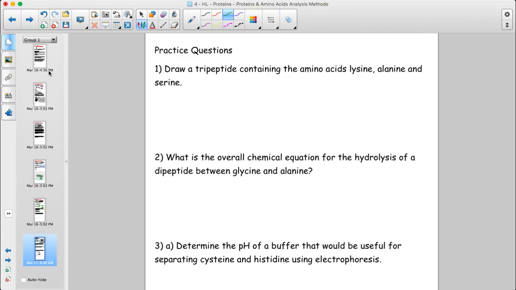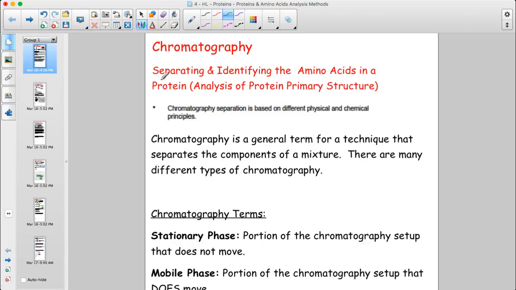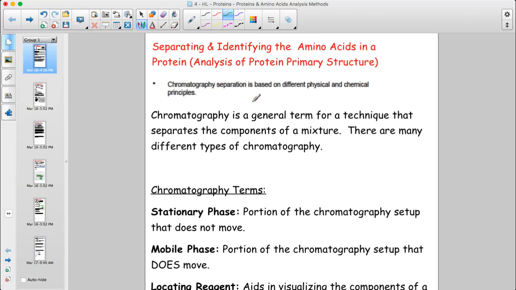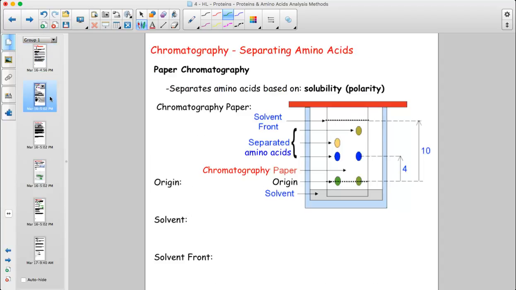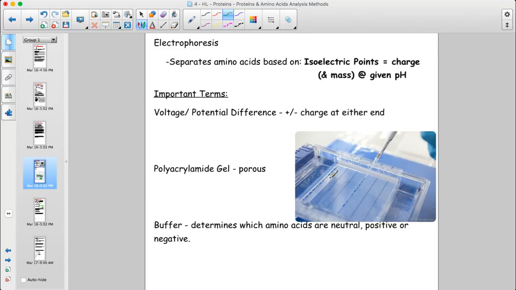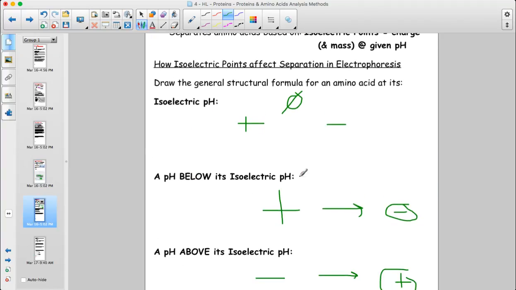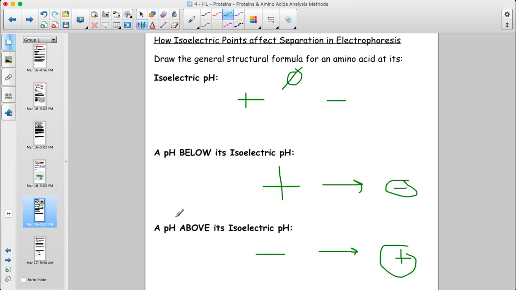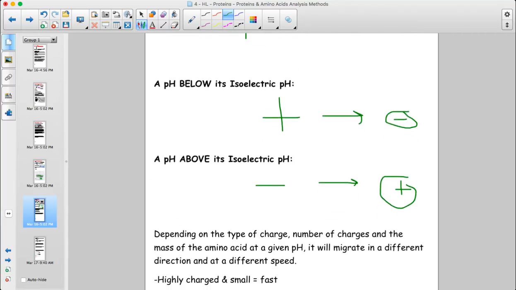Okay. And those are the different chromatography topics that you have to cover, both for SL and HL. Paper chromatography and electrophoresis: know a bit about the specifics of how they are set up and run, and be able to predict how different amino acids will move based on the given conditions. That's especially true for electrophoresis, as you should be able to predict the exact structure of an amino acid and its charge, and so figure out which direction it's going to move at a given pH.